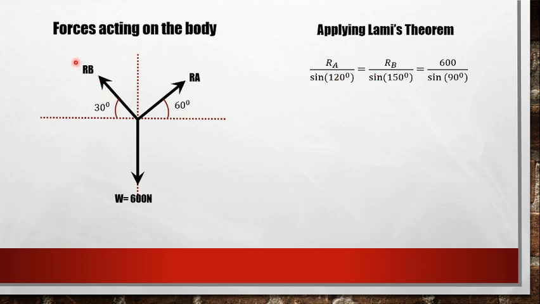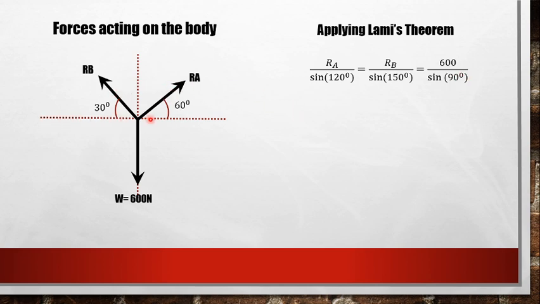Let us consider the next force RB. RB divided by the sine of the angle made by RA and W. Here this angle is 90 degrees and this angle is 60, so 90 plus 60 makes 150 degrees. Hence RB divided by sine of 150 degrees, which is equal to the third force W, that is 600 Newton, divided by the sine of the angle made by RA and RB.